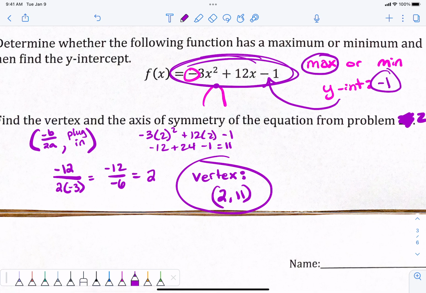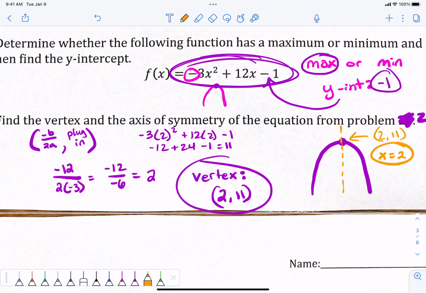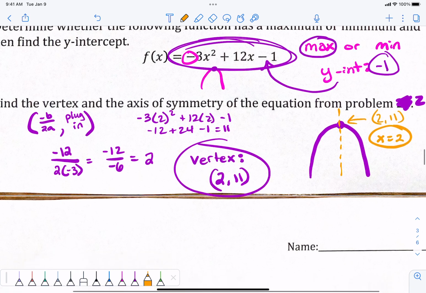The way to find the vertex is negative b over 2a, right? So we know that this is a frowny face, and we know that this point right here is at 2, 11. Now we have to find the axis of symmetry, which is this dotted line right here. That is x equals 2. That's the axis of symmetry.